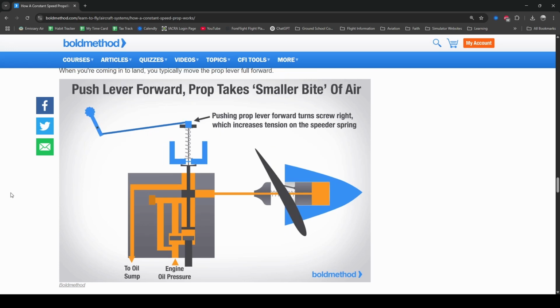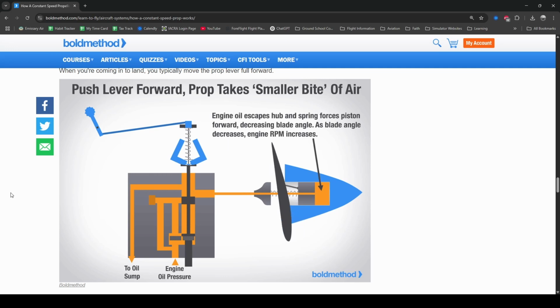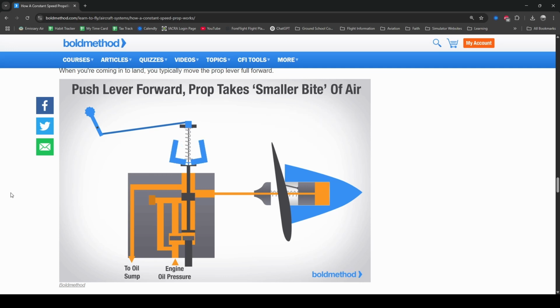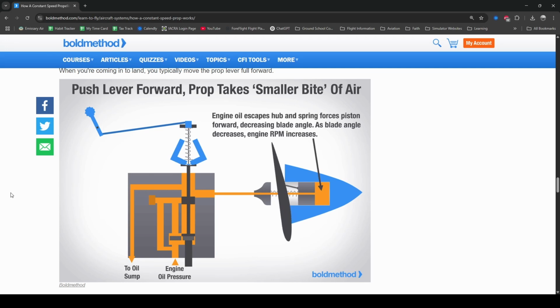Pushing the blue knob forward increases the tension of the speeder spring. This disrupts the balance between the speeder spring tension and the centrifugal force of the flyweights. Because the speeder spring is increasing in tension, the engine is considered to be in a low RPM situation, so the flyweights will go to an underspeed condition, where the flyweights move inward and push down on the pilot valve. As the pilot valve moves down, oil from the prop hub is pushed out by the piston inside the prop hub. That oil is pumped out and returned to the sump.